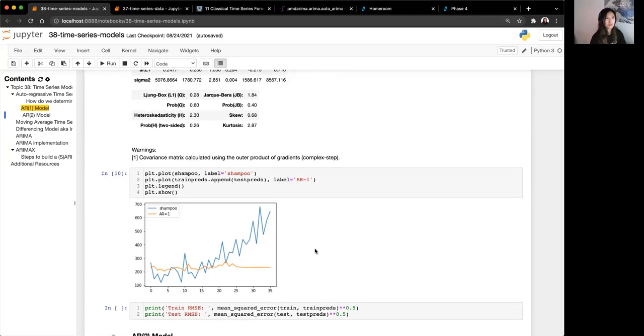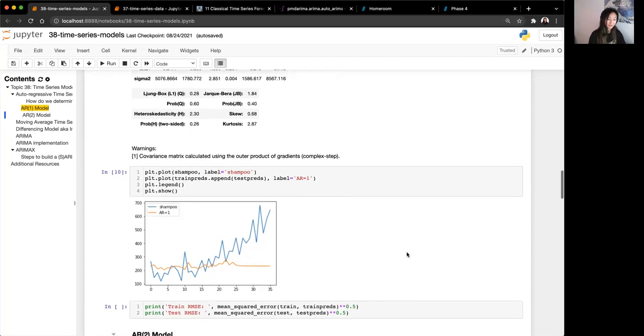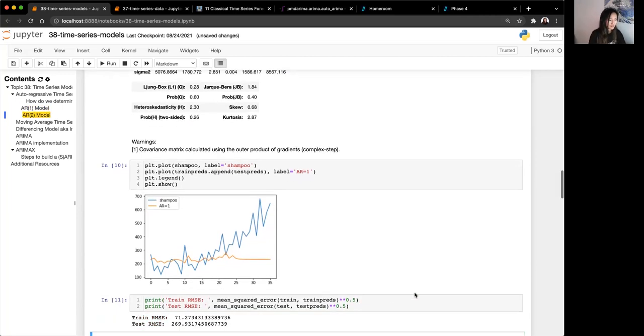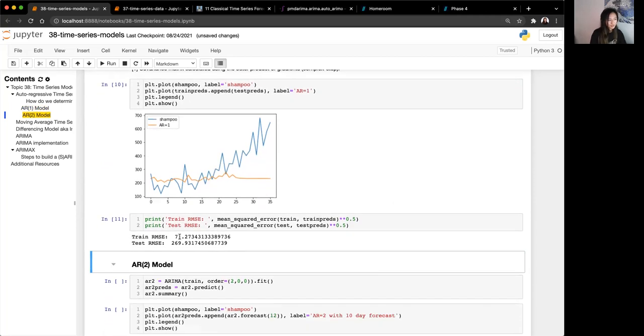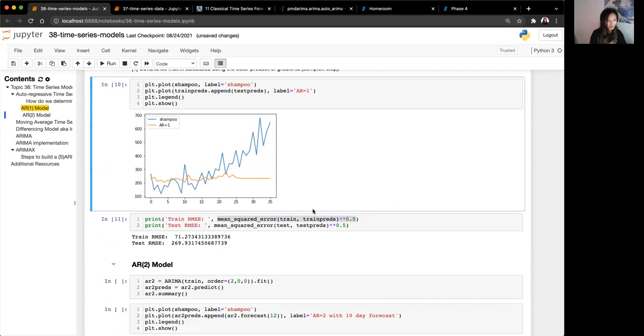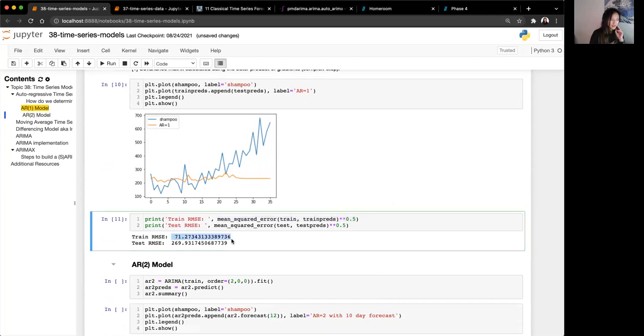As I talked about with regression as well, model fit is one thing. AIC is one thing, but it's important to look at the predictability, or the predictive power, of your model. So just so that we can compare, let's take a look at our RMSE. Right now, I'm just looking at the mean squared error between my predictions and my actual values. As expected, my train RMSE is about 71, and my test RMSE is 269, so almost 270. So not very good. You can see that there's severe overfitting, and we'll see how our future models do any better.